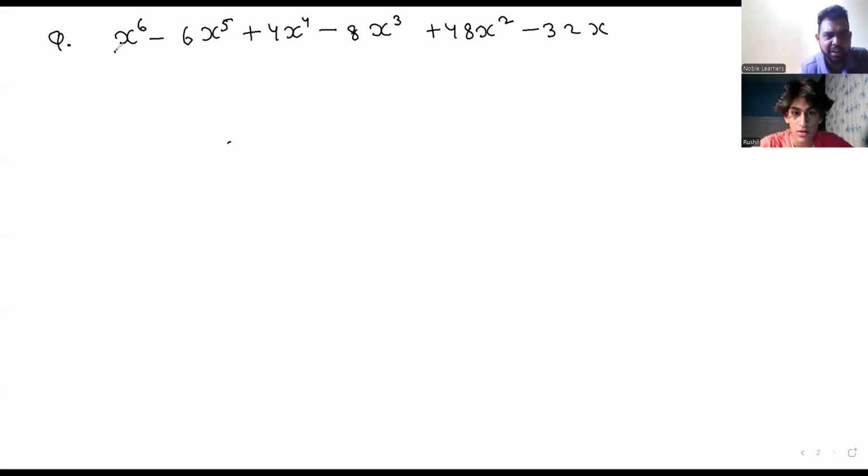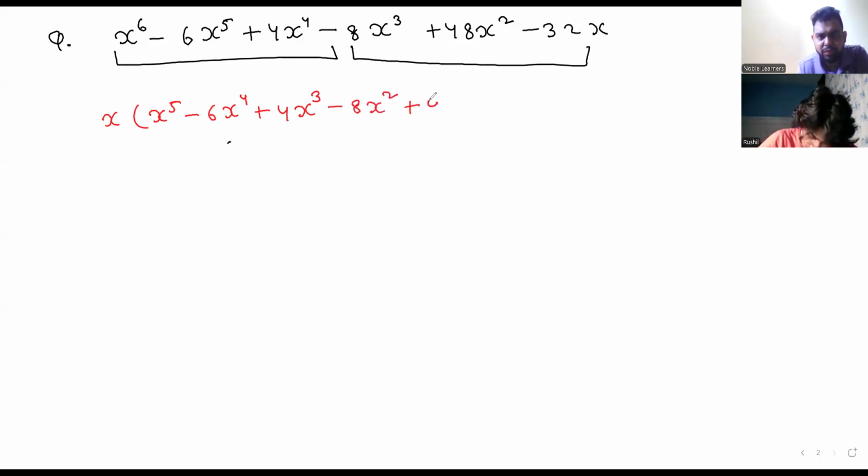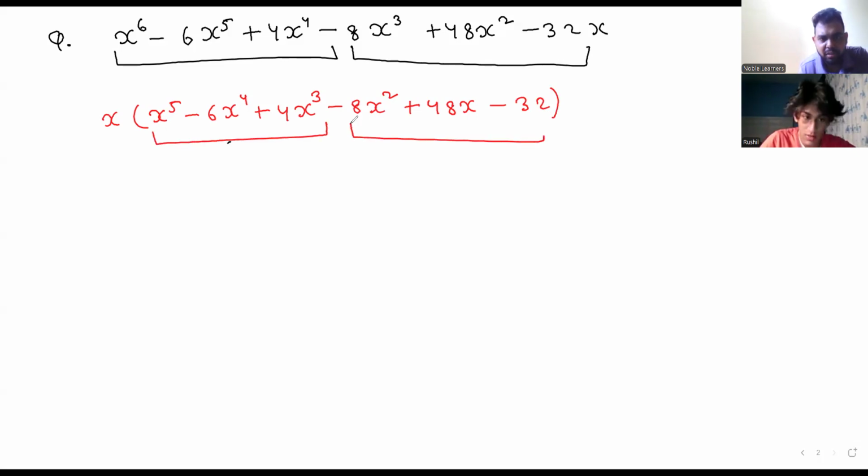So you just have to do grouping factoring over here. This group and this group. But as you told before, it's better to take x common because that will not impact our group factoring. And since we have to factor completely, that's always a good approach. So take x outside: x to the power 5, minus 6x to the power 4, plus 4x cubed, minus 8x squared, plus 48x, minus 32.